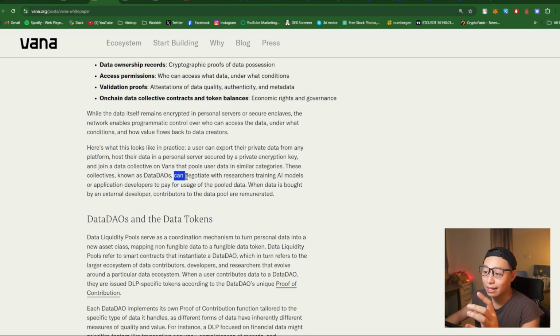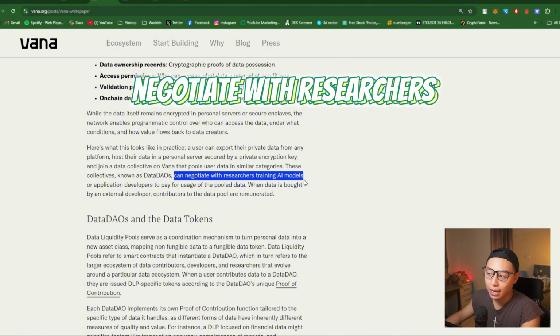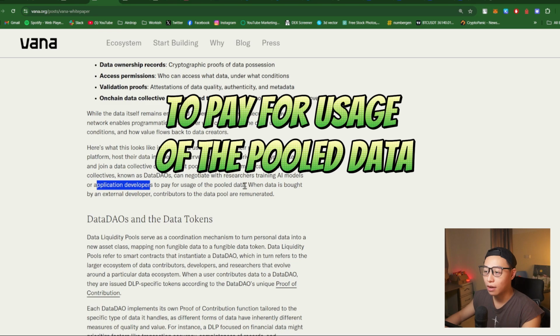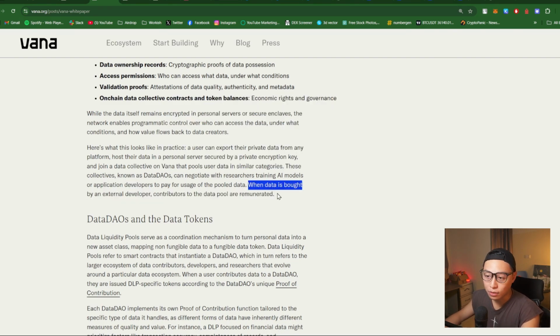These DAOs can negotiate with researchers training AI models or application developers to pay for usage of the pooled data. When the data is bought by an external developer, contributors to the data pool are remunerated. So what this means is basically after you send your data to the Reddit DAO, the Reddit DAO will negotiate the deals with the AI researchers, saying, hey, if you want to use our members' data, you have to pay us this amount, or you have to do this, you have to do that. Basically, give us rewards.